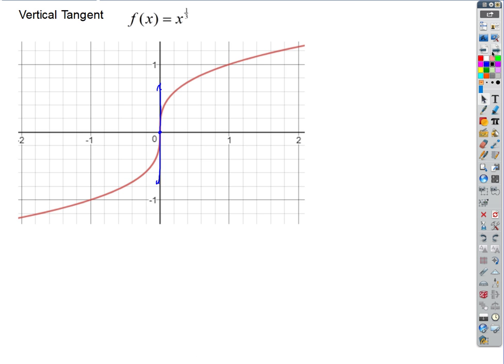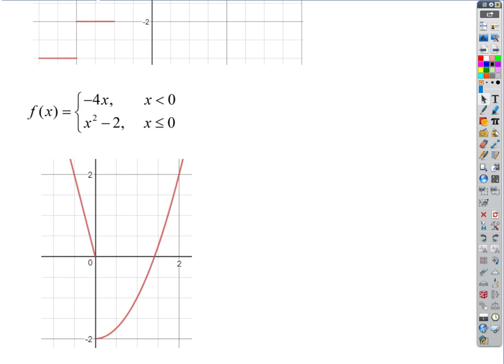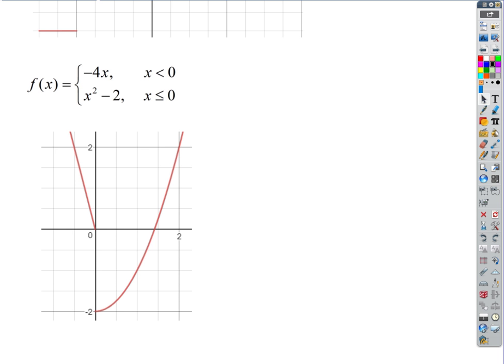Here's an example of a discontinuity, right? So at all of the integers on the step function, the greatest integer function, you've got these jumps, and so at those places we can't define a derivative. The function's discontinuous. Here we can't define a derivative at 0, right? Because there's a gap in the function, okay?